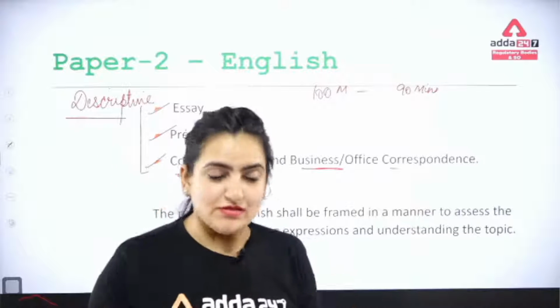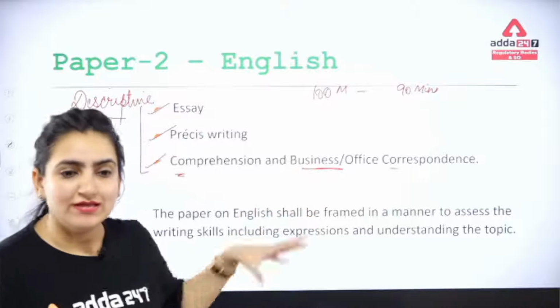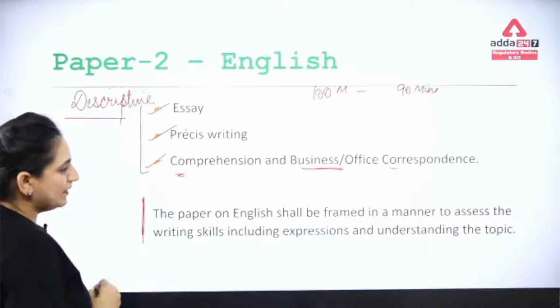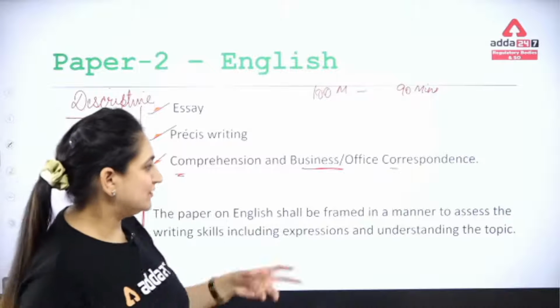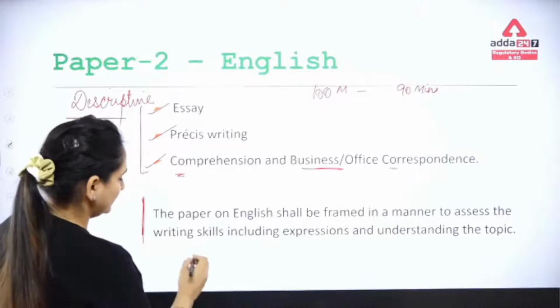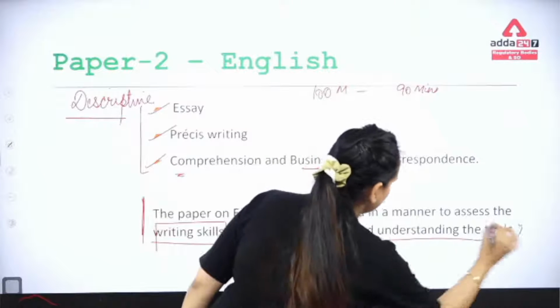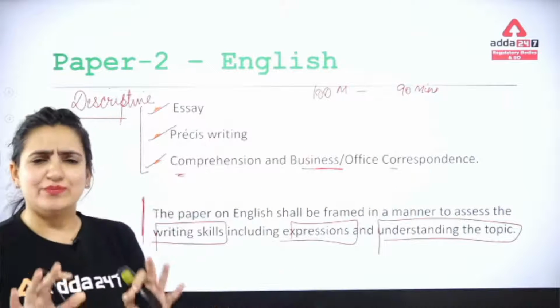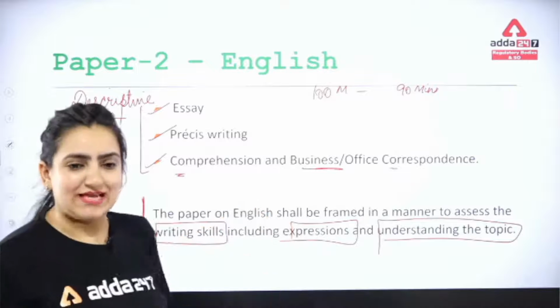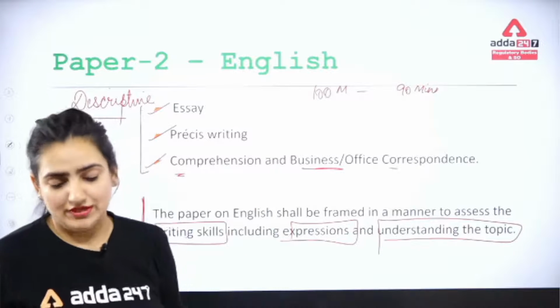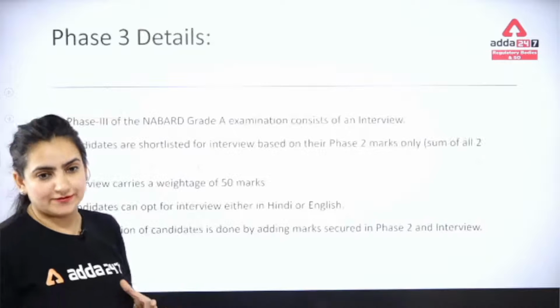In the context of paper number 2, that is for the English part, the paper on English shall be framed in a manner to assess the writing skills, including the expressions and the understanding of the topic. This is very evident, very crisp and concise: you should not deviate from the topic. We should be well versed here.